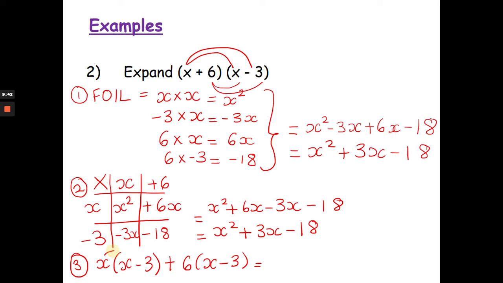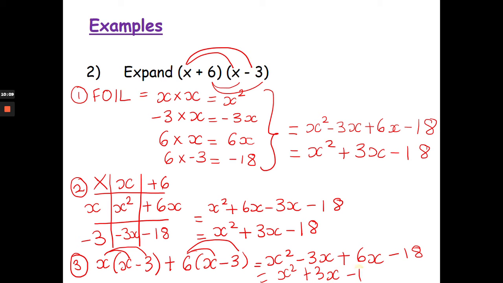So multiplying each term out, x times x gives me x squared. x times minus 3 gives me minus 3x. Just drawing that line there. 6 times x gives me plus 6x, so not forgetting the sign in front of the plus 6 here. And then 6 times minus 3 gives me minus 18. Simplifying that down as before gives me x squared plus 3x minus 18. Okay, so pause the video here if you'd like to jot any of this down. I am going to move on.